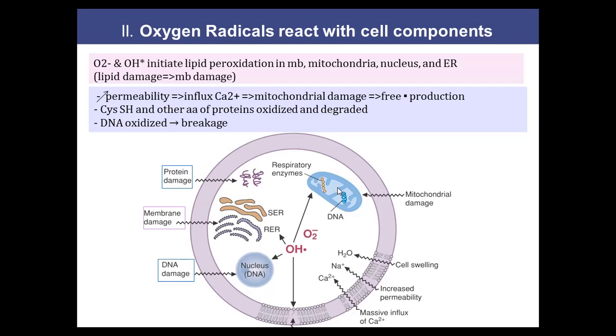This influx of calcium will lead to mitochondrial damage and free radical production. Not only that, but it will also lead to an oxidation of the cysteine amino acid. You all know that cysteine has a sulfhydryl group, SH, and it's very important because two cysteine molecules can form an S-S bond and favor the stabilization of the protein. But when they become oxidized, this will lead to damage and degradation of the protein. Not only that, but the DNA also will be oxidized and damaged.